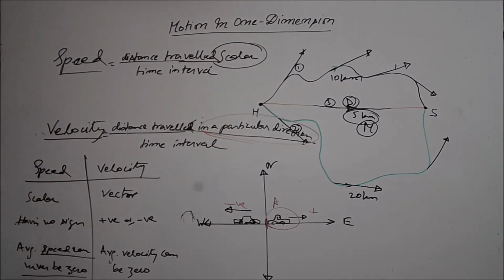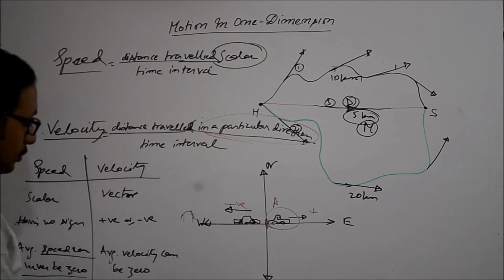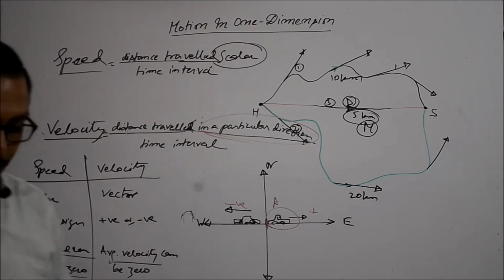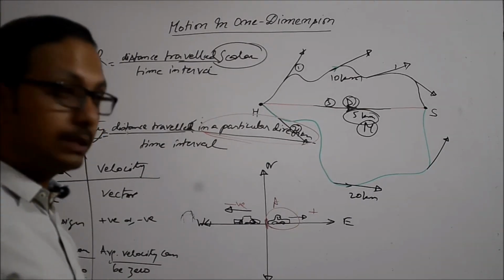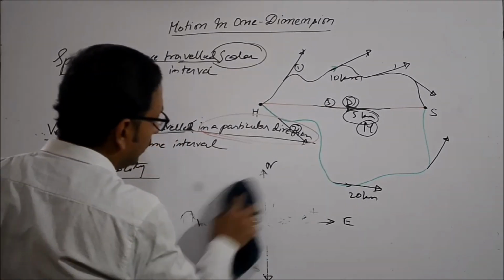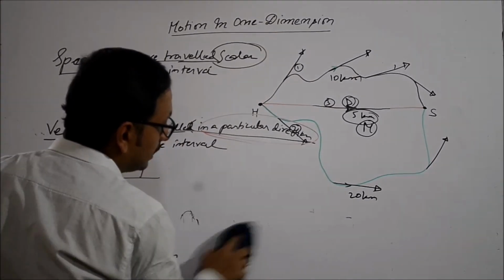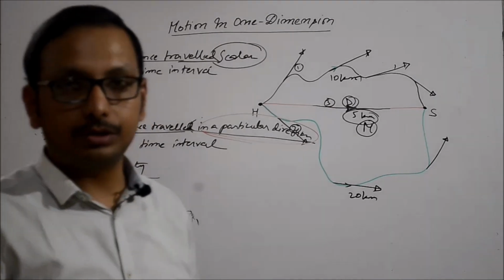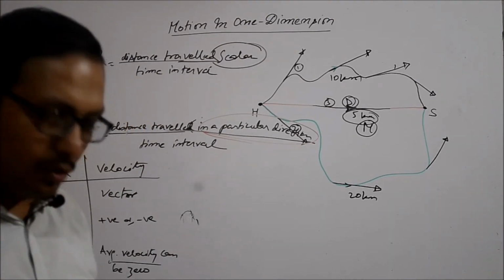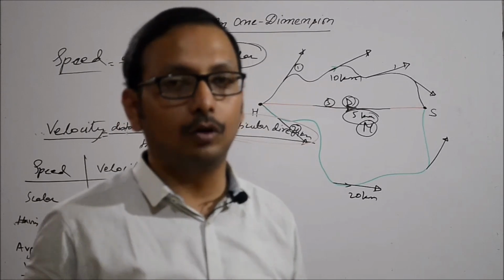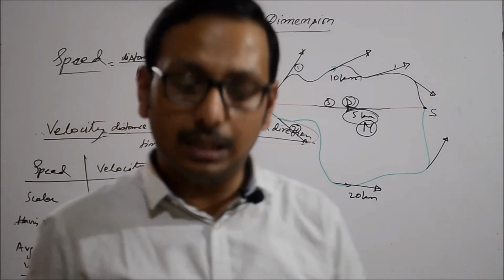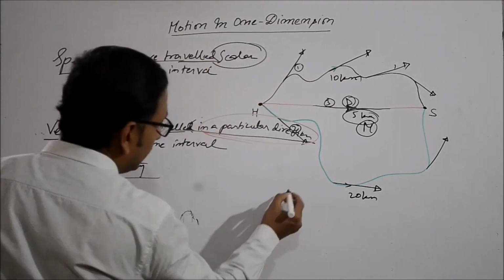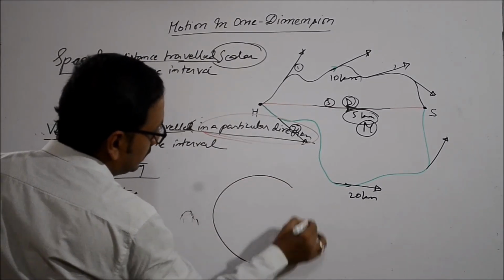So average speed can never be 0, but average velocity can be 0. How can your average velocity be 0? Now, how can velocity be 0 but speed not 0? Tell me one movement where velocity is 0 but speed is not 0. Tell me one condition. I know many of you will answer this. Those who have followed my class, I know you can easily tell me the answer.